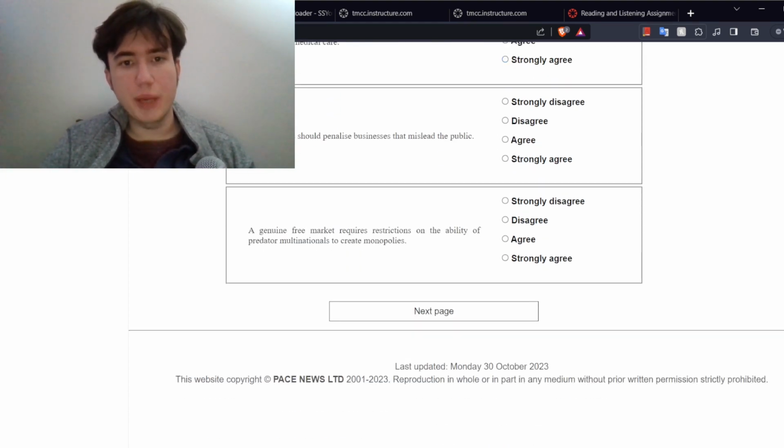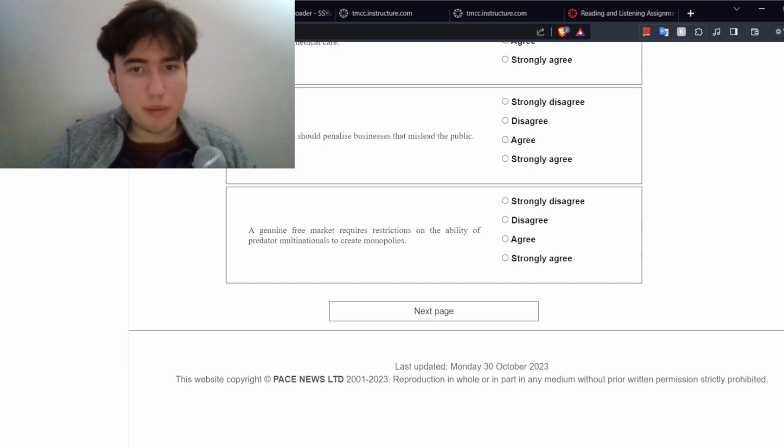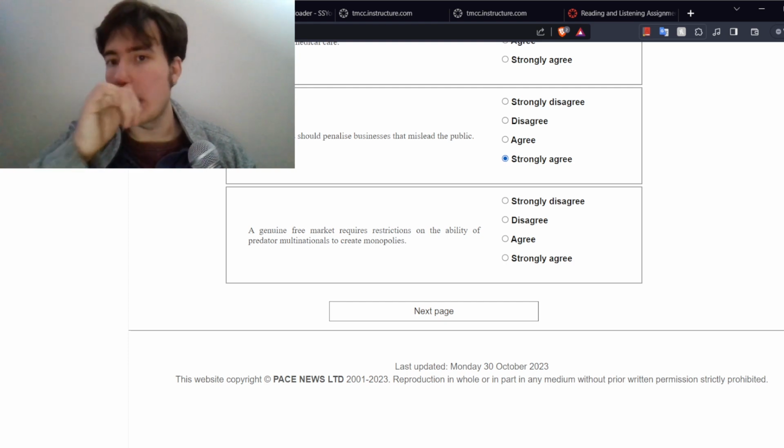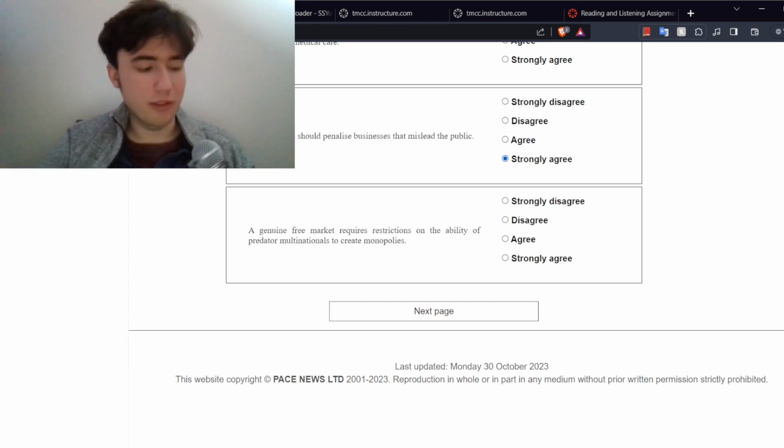Governments should penalize businesses that mislead the public. Strongly agree. And that's even though I hate Elizabeth Warren for her shenanigans in the last election, I do really like some of her work as a senator, and that was one thing that she did well: was establish the Consumer Financial Protection Bureau in order to stop businesses from misleading the public like this. So that was a good thing.